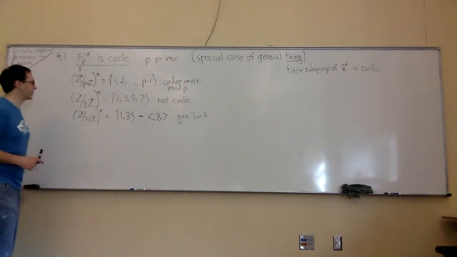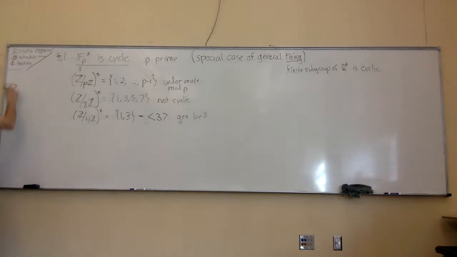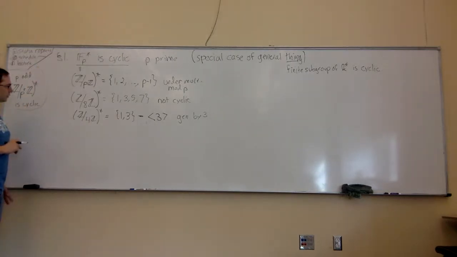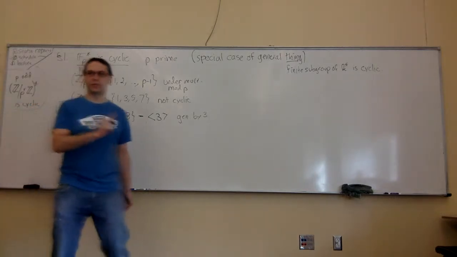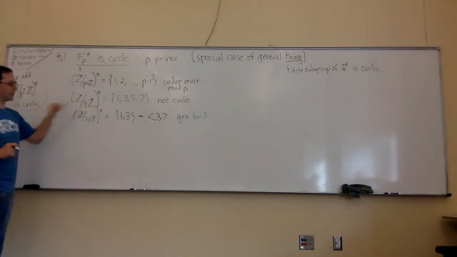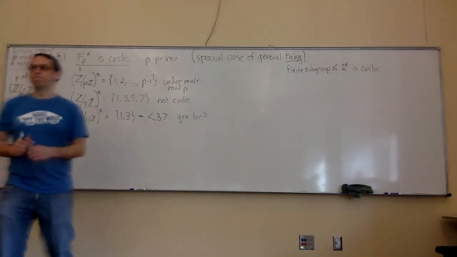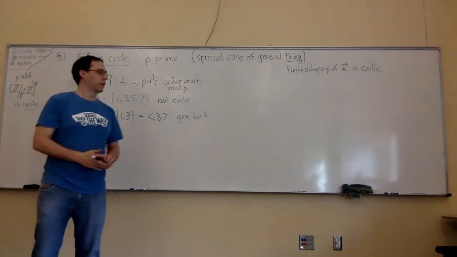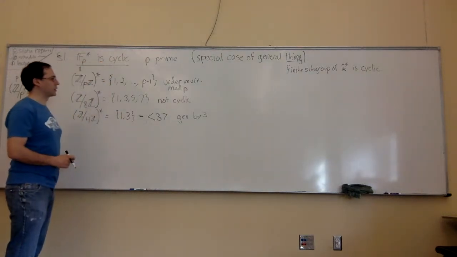Just as a teaser in that direction, it's actually pretty tricky to prove, but (Z mod p^r Z) star for p odd and r any power at all is cyclic. That's tricky to prove, but it's true. But it's not true when p equals 2, as you can see from this example. Okay. All right, so now I want to convince you that F_p star is cyclic.